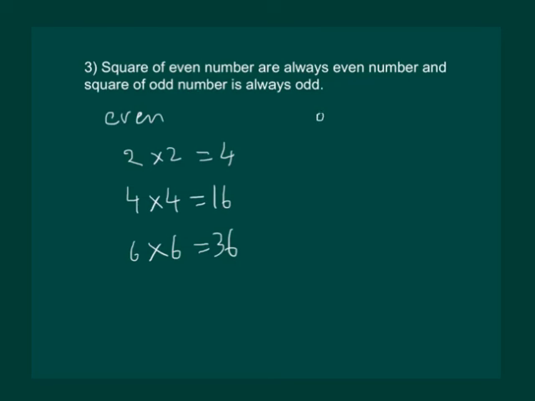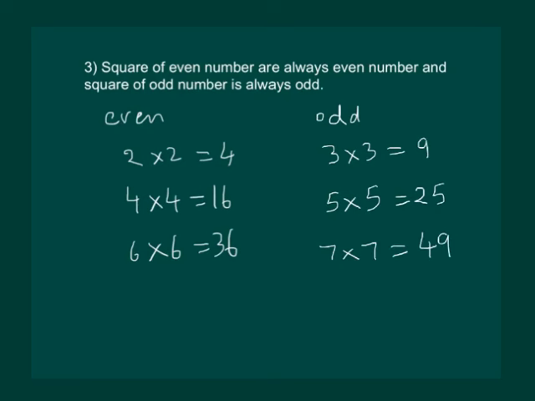Now let us take some odd numbers. Let us take 3, 5, 7. Then 3 square will give us 9, which is an odd number. 5 square will give us 25, which is again an odd number, and 7 square will give us 49, which is again an odd number.